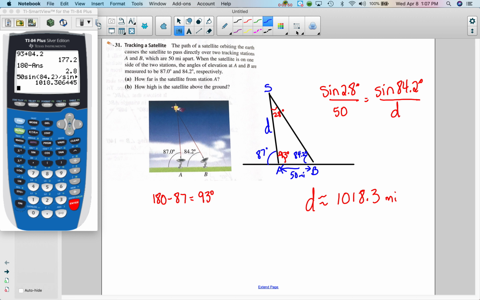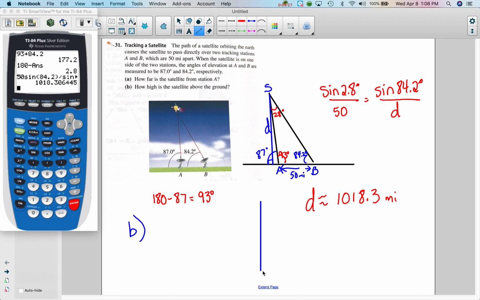There is a part B to this one, and part B says, how high is the satellite above the ground? Okay, well, here's my satellite. So I actually have a new triangle this time. I'm going to see if I can kind of draw this in. If I draw just a vertical line right here, because the height the satellite is above the ground has to form a right angle with the ground. So I've got this triangle, and now I'm going to redraw the triangle.